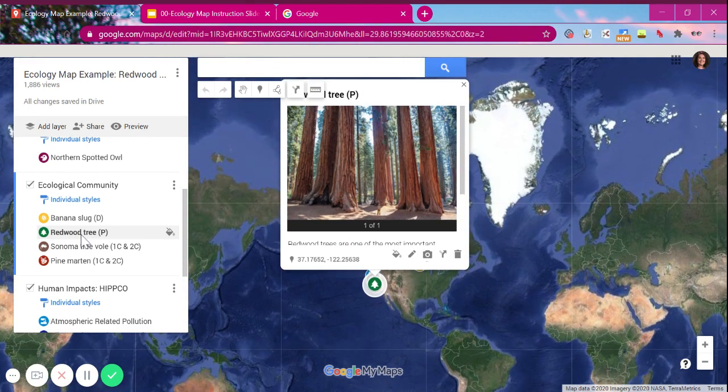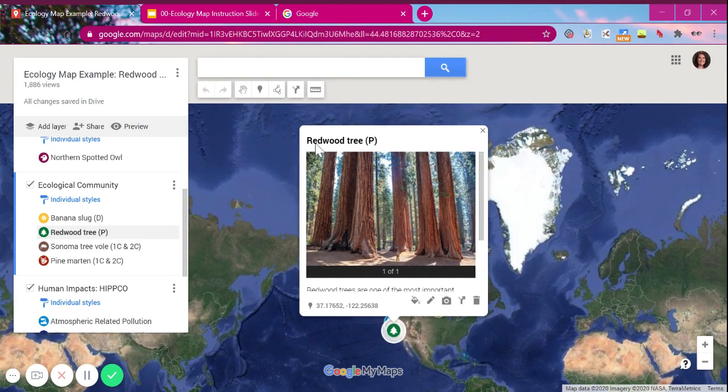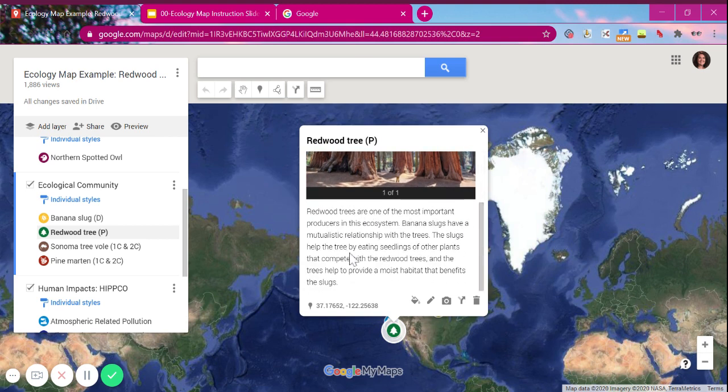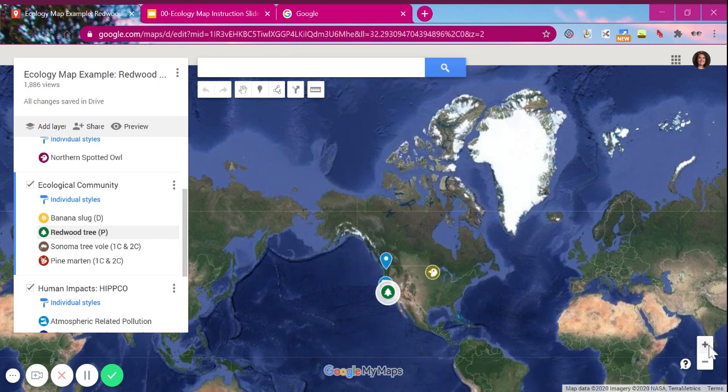So I'm going to click on that pin, and you can see here I have my name, the trophic level, picture, and then I describe a little bit more about the redwood trees as a producer. I also mention how they interact with the banana slugs and that they have a mutualistic relationship with the trees. So you're including any kind of information about that specific species and how it interacts with other species found within the same ecosystem.